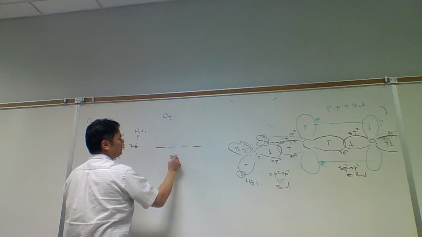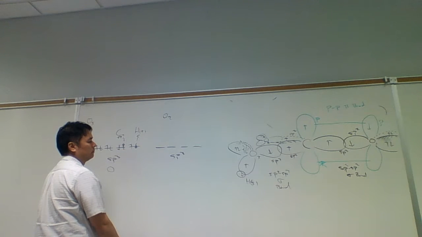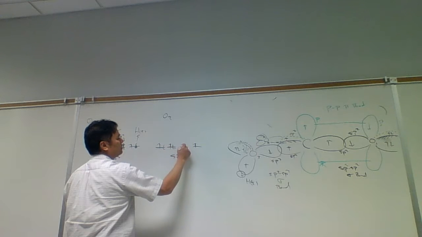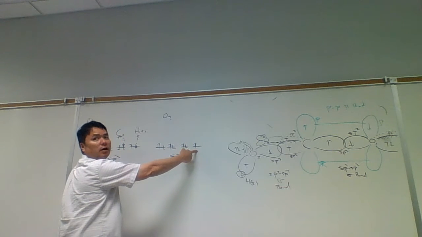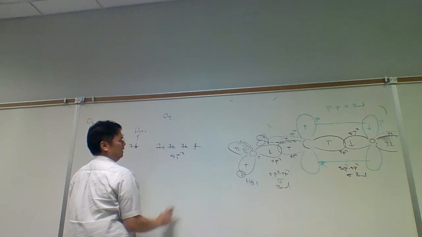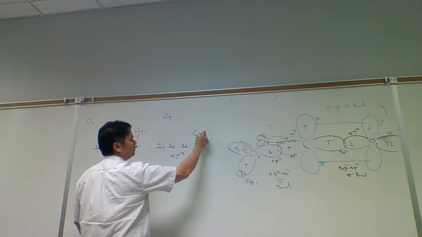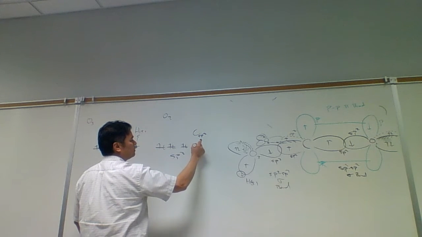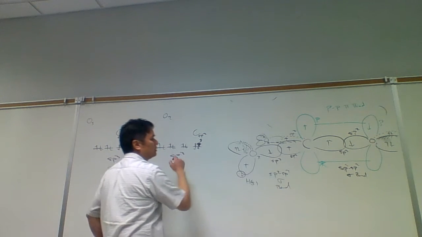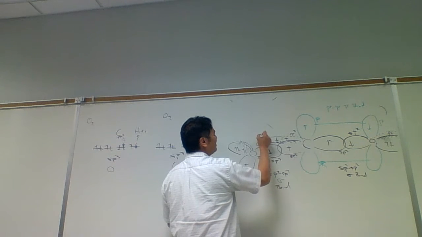Oxygen 2 is sp3. And how many electrons does oxygen 2 have? 7. 1, 2, 3, 4, 5, 6, 7. So 3 lone pairs and 1 bond, right? But again, I have to flip this electron to the opposing spin, because what's going to come in here? Well, carbon's going to come in here with an sp2. It's going to fill this orbital here. So this one I'll put spin down, and then I'll put lone pairs in these others.